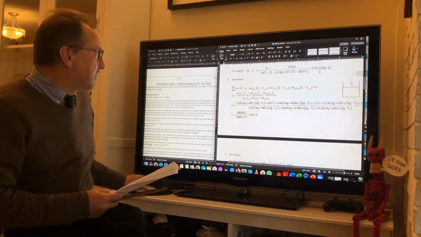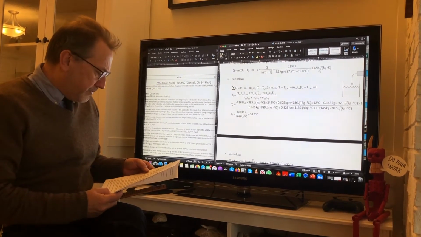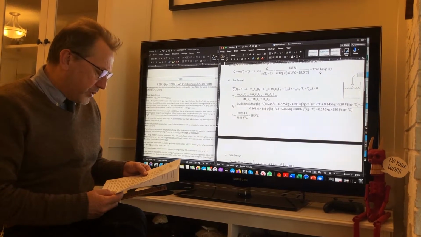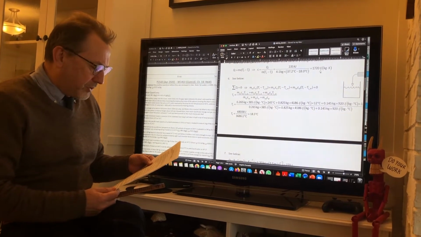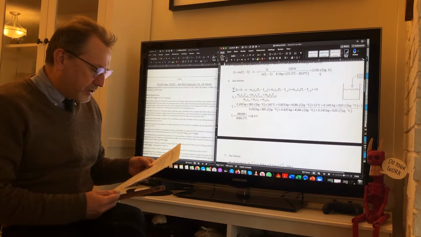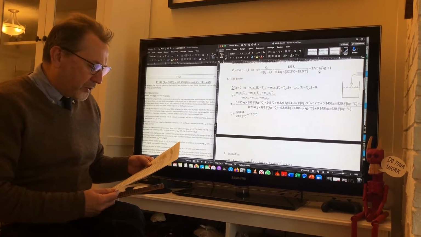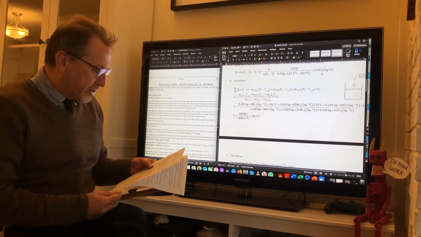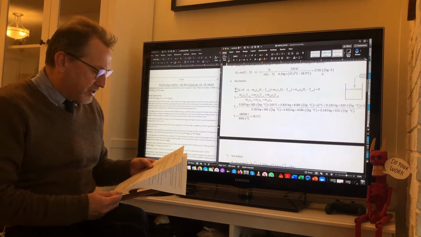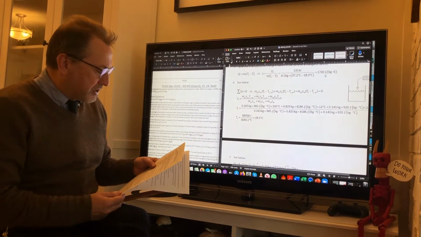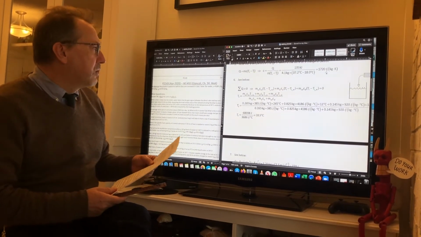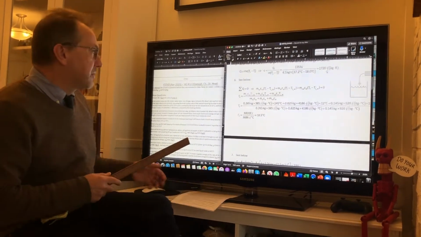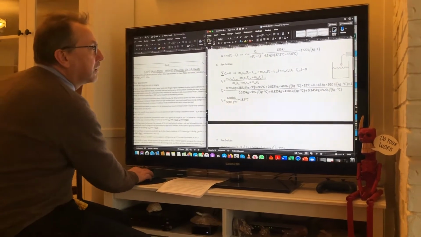Question 6. What will be the equilibrium temperature when a 265 gram block of copper at 245 degrees centigrade is placed in a 145 gram aluminum calorimeter cup containing 825 grams of water at 12 degrees centigrade? And I've given you the two specific heats. Okay, so we have to consider what happens here.